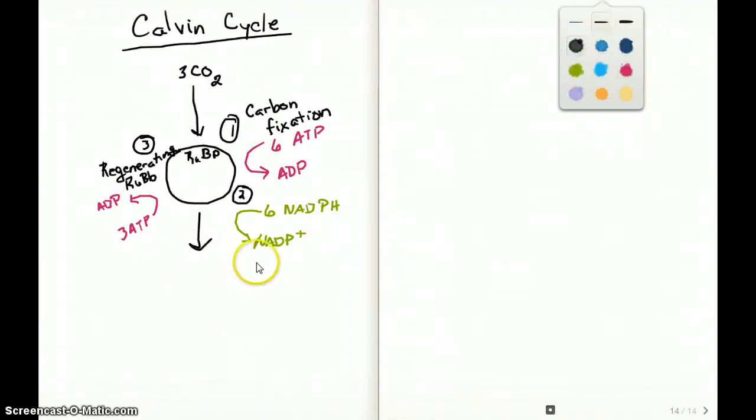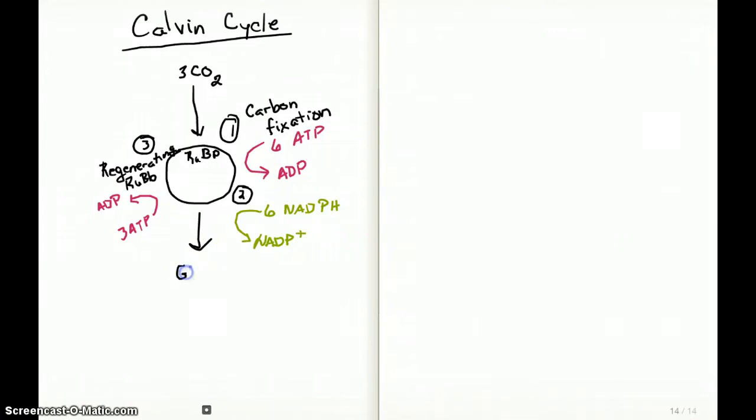So what do we get out of here? We get a G3P, which will become our sugar molecule. We make 6 of them. We get to lose 1 of them. So 1 leaves the cycle. And there are 5 other G3Ps that have to be rearranged into RuBP. That's what we're using those for.